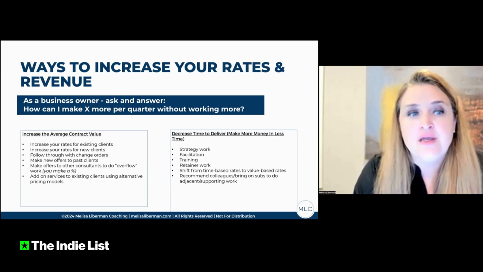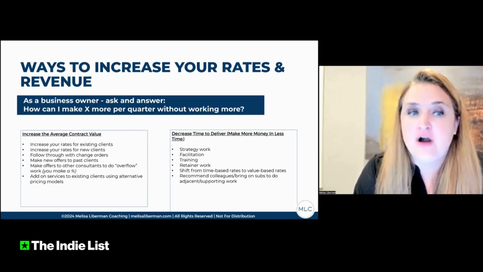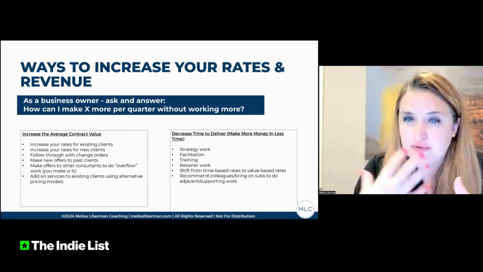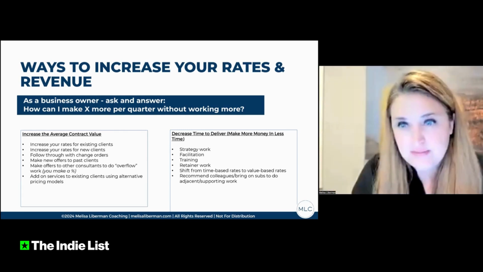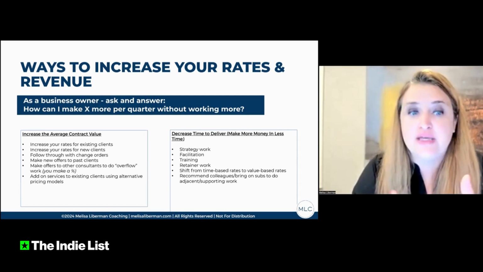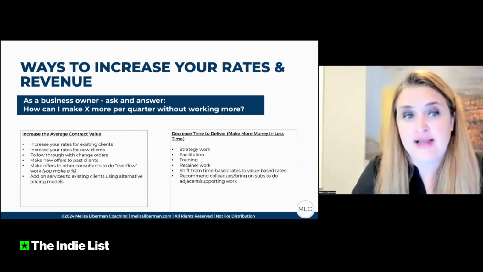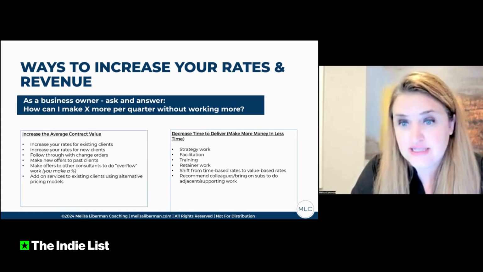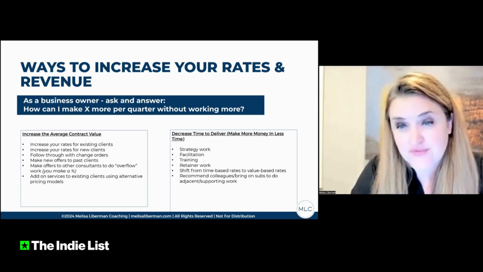Another example of increasing the average contract value is making offers to other consultants. When you're in the top part of that maturity curve, you're starting to create more demand than you have time to support. So think about how you offer overflow, how you support that overflow when you have more demand than supply, and start bringing other consultants into the mix where they support the overflow and you make some percentage of that.